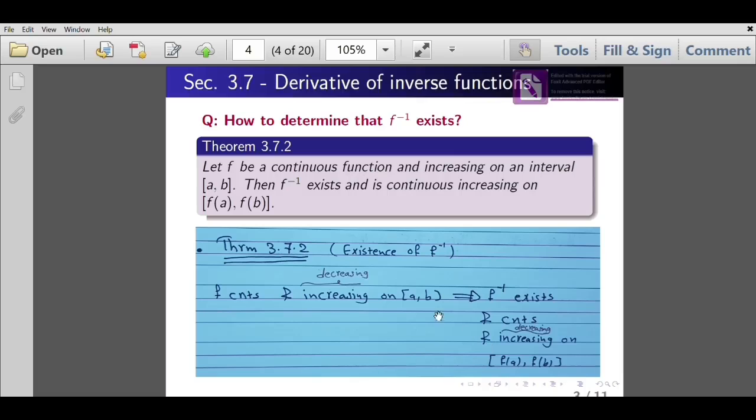Why do we choose here the interval a to b and here f(a) and f(b)? Because the domain of the function f is the range of the function f inverse and vice versa. So the range of the function f will be the domain of the function f inverse. So that's why we write here f(a), f(b). So f inverse exists when your function f is continuous and it is either increasing or decreasing.